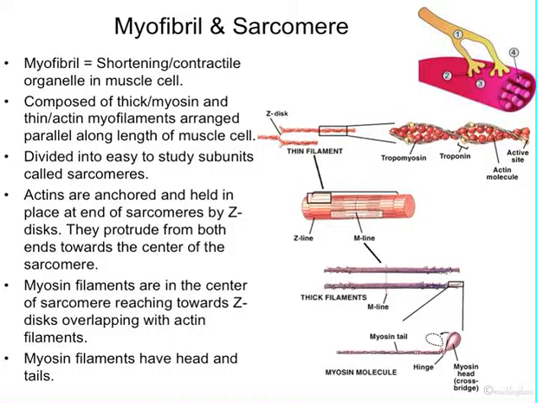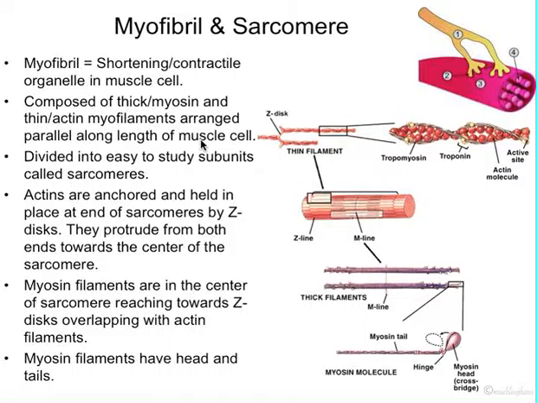A myofibril is the shortening, contracting organelle in a muscle cell. When we go deeper on the inside, it is composed of these two thread-like proteins. One is a thick one, that's called myosin. And the other one is a thin one, and that's called actin. They're myofilaments, and that means they're protein strands. And they are arranged parallel along the length of the muscle. One of them is not the whole length of the muscle, so one of them is actually very short.